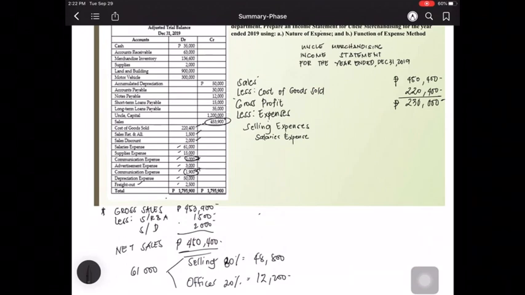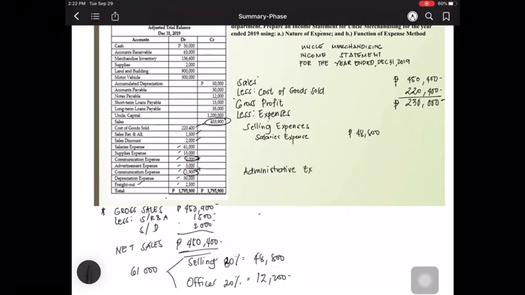Okay, amounting to how much? The salaries expense amounted to 48,800. Okay, this is the 80% of that 61,000 pesos. On the other hand, for your administrative expense, we also have here the salaries expenses paid to office personnel, which is 12,200. So that's 12,200 there.